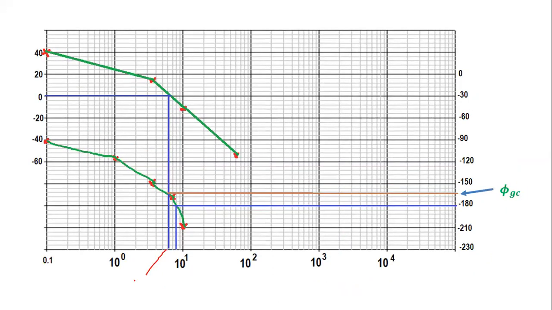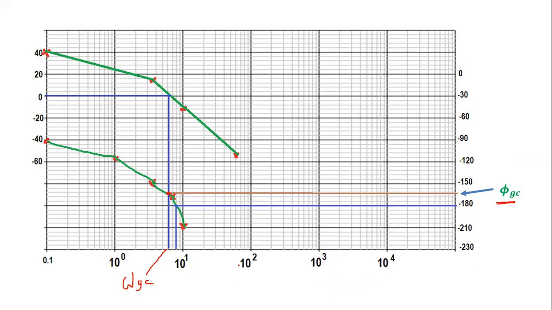So this is the omega GC, gain crossover frequency, which intersects the phase plot here. At that point, what is the angle? That angle is the phi GC. Once we know the phi GC, then you can identify the phase margin. This is the phase margin. Like this, you can identify the phase margin.